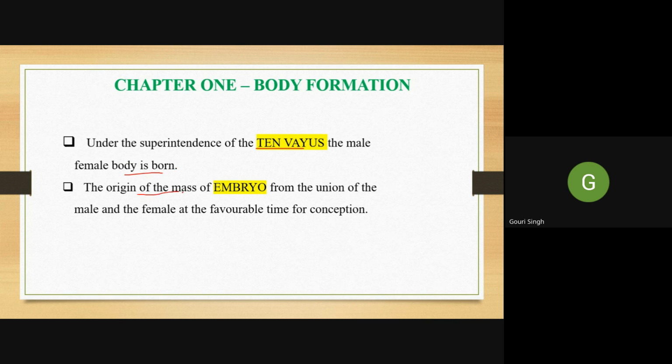The origin of the mass of the embryo is from the union of the male and female at the favorable time for conception. So how will this embryo be created? Whenever, at a favorable time, the union takes place between the male and female, only then will conception occur. So that will be formed in the embryo form.